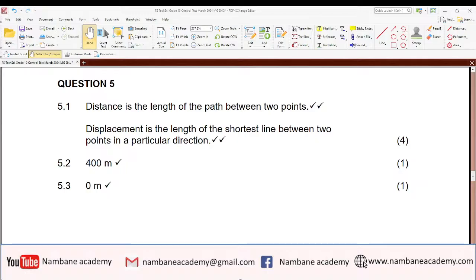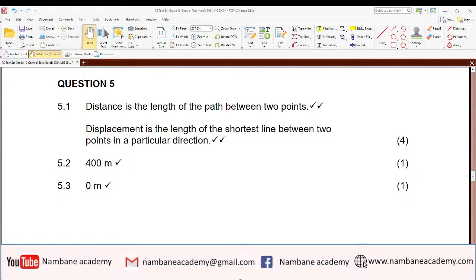At question 5, it says a learner is participating in the Free State Athletics Championship in 2024. He is a sprinter that participates in both 100 meters and 400-meter races. Every race starts from rest at the starting point A. Study the diagram below and answer the questions that follow. 5.1 Differentiate between distance and displacement.